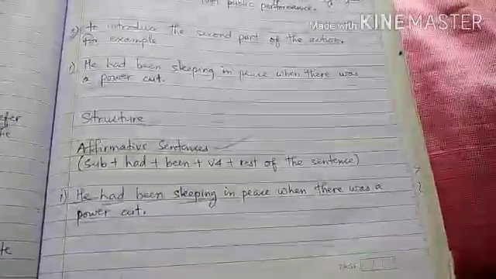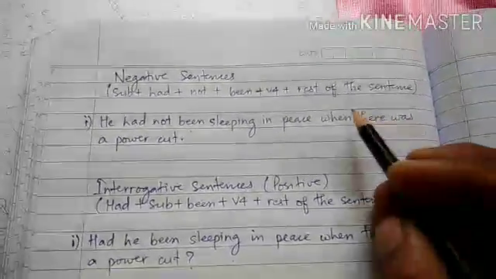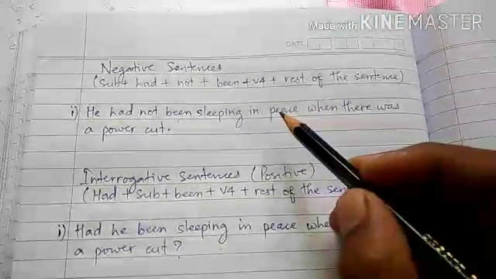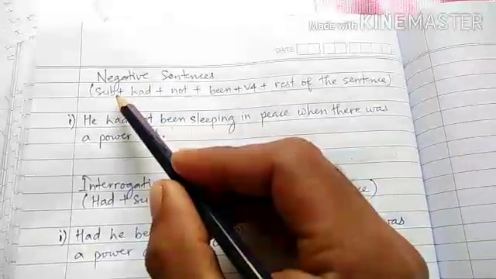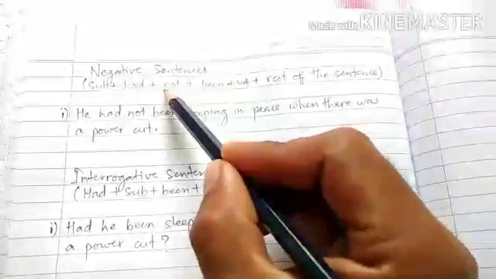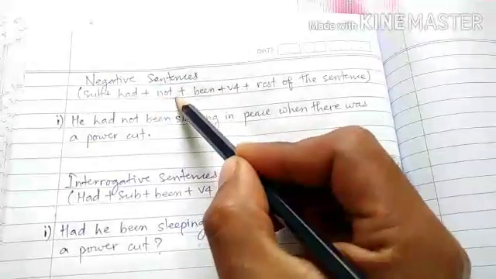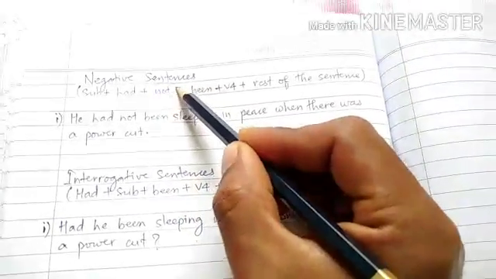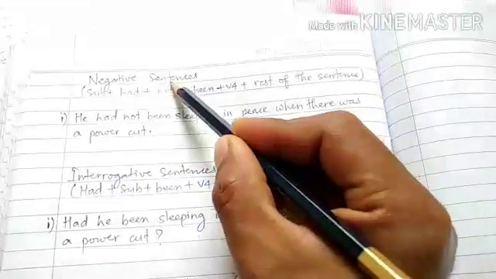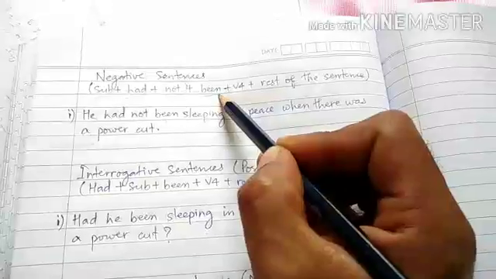Now we will understand the structure of negative sentences in the past perfect continuous tense. So let us have a look. Negative sentences means sentences having no or not. The structure of negative sentences in the past perfect continuous tense is subject plus had plus not plus been. Like we used not in the present perfect continuous tense, here also we have to use not after had and before the V3 form of the verb been.